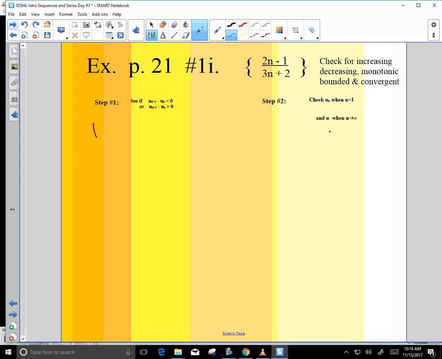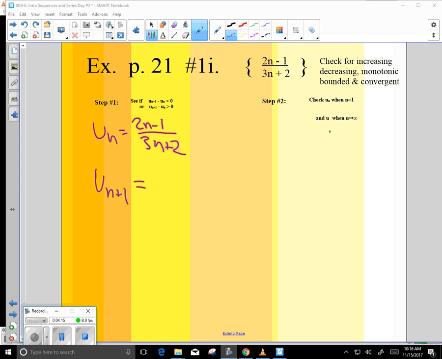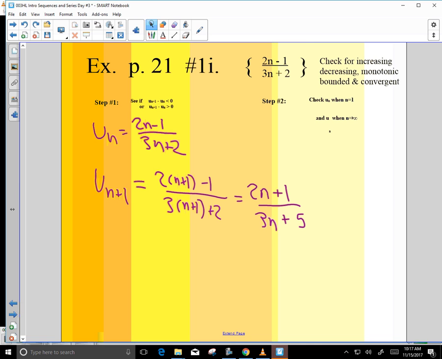There's the u of n. U of n is equal to 2n minus 1 over 3n plus 2. What's u of n plus 1 algebraically? Turn to your neighbor. Tell them what that is. So what you do is you put in an n plus 1. That's what we did. 2 times n plus 1 minus 1 over 3 times n plus 1 plus 2. 2n plus 2 minus 1 is plus 1. And 3n plus 3 plus 2 will be plus 5. Okay? So we do that first.